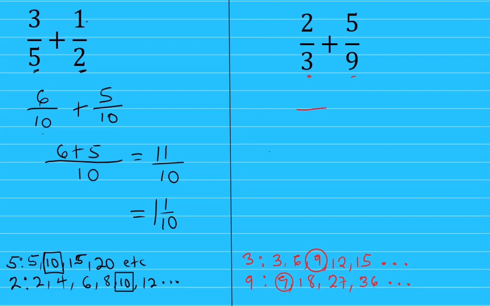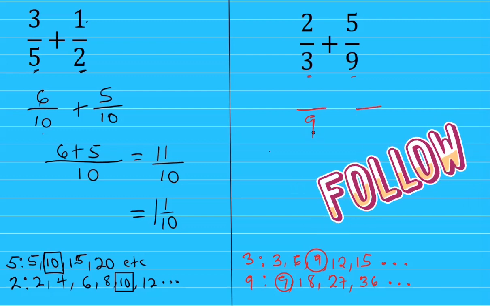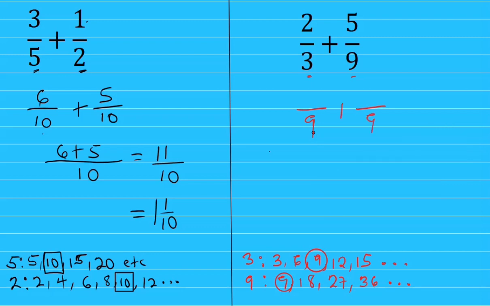So we're going to have this over 9, and then this also over 9, and then we bring in our plus sign. Now we ask ourselves, how many times will the 3 go into 9? It will go into it 3 times, and multiply the 3 by the numerator 2. That will give us 6. And then how many times does the 9 here go into this 9? Once. And then 1 times 5 will give us 5.